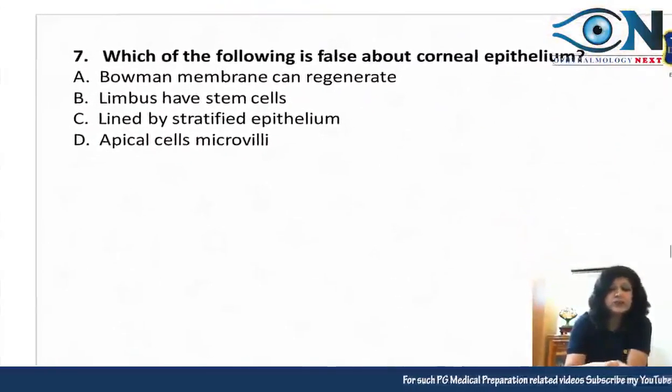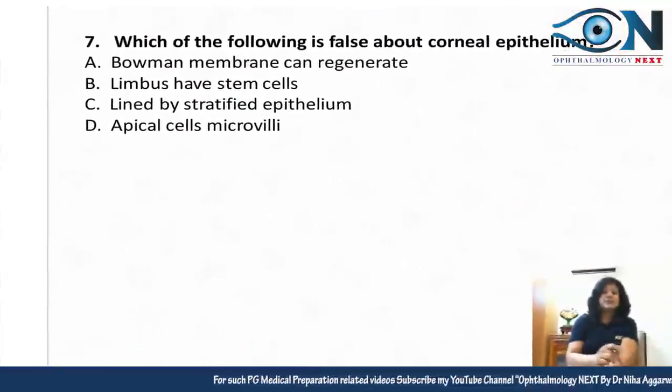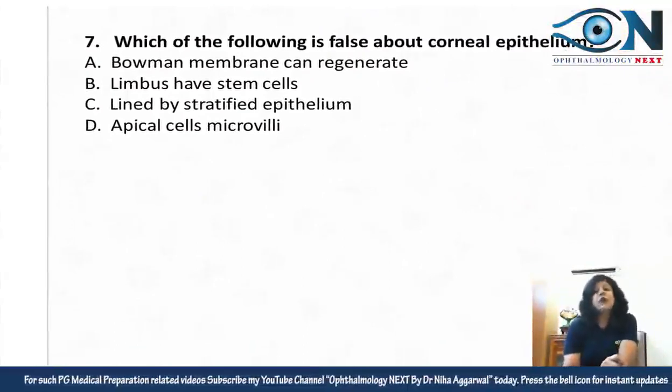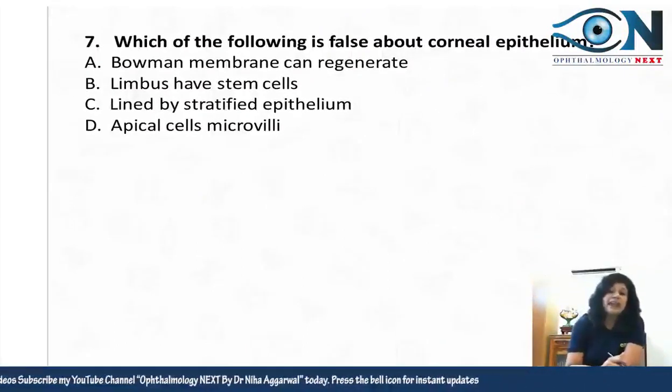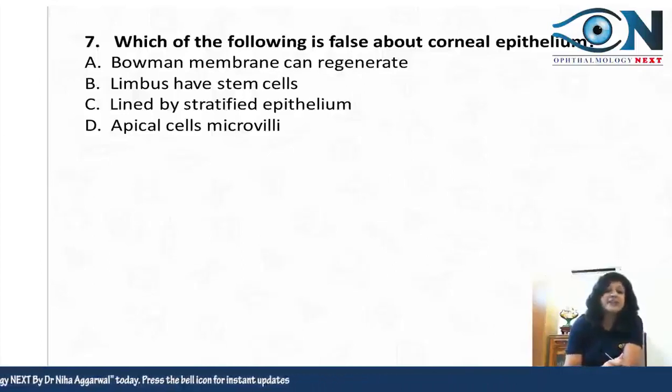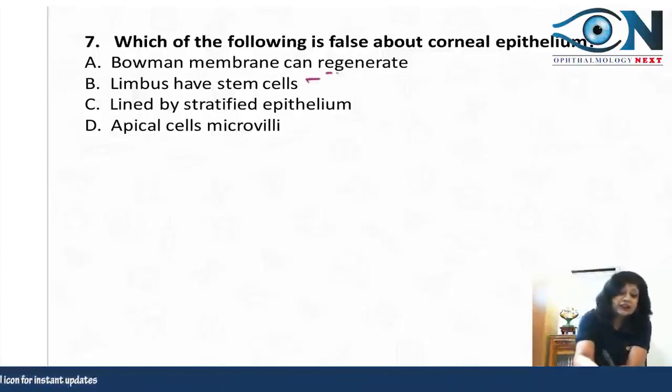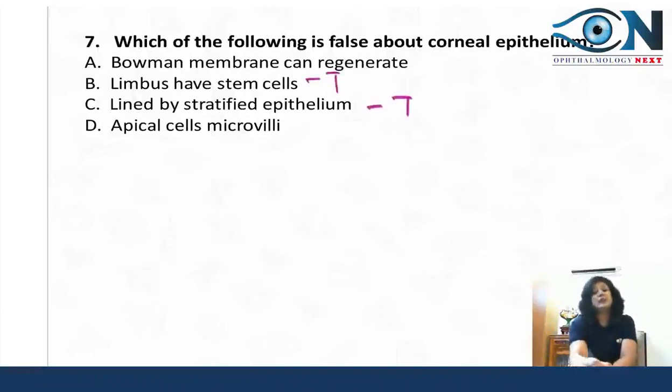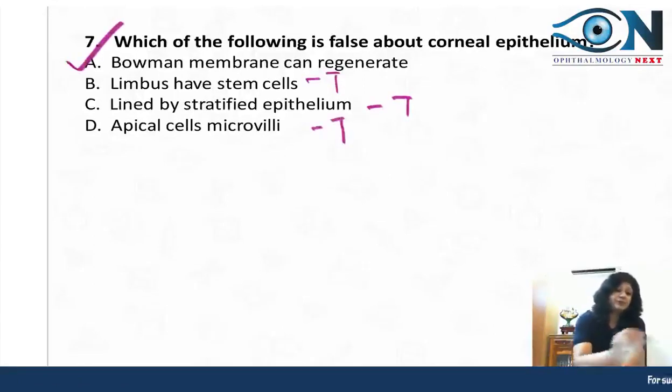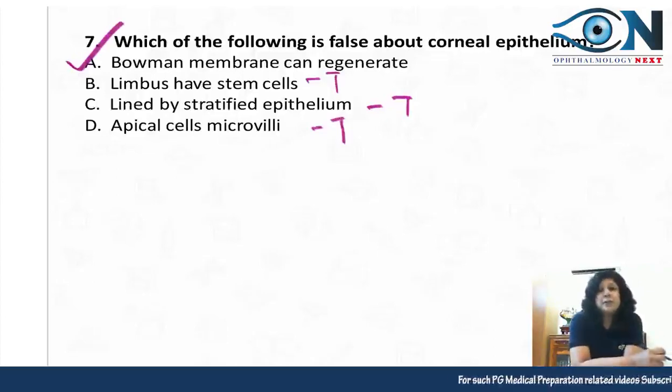Another important question that we frequently discuss in our classes: what is false about the corneal epithelium? Bowman's membrane can regenerate. Limbus has stem cells. This is true, right? It is lined by stratified epithelium. This is also true. And apical cells have microvilli. This is also true. So the answer is that Bowman's membrane can regenerate.